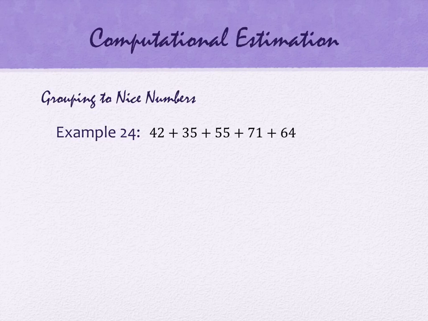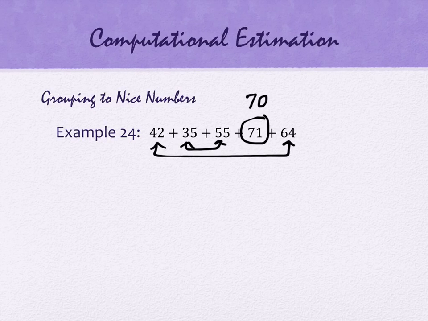So somebody give me a pair of numbers that seems reasonable to combine. 35 and 55. Those are about 100, right? They're close. What else? 42 and 64. The 42 and the 64 are about 100, right? And this one gets left out. That's okay. We'll approximate it, say it's 70. There's no reason to call it 71. We're not trying to be that precise. This would be about what then?